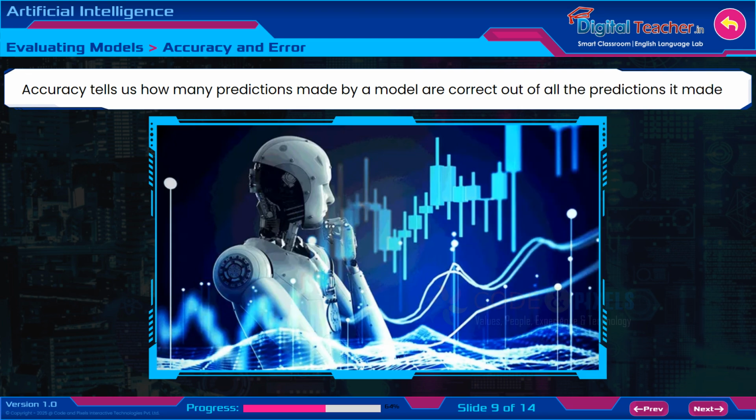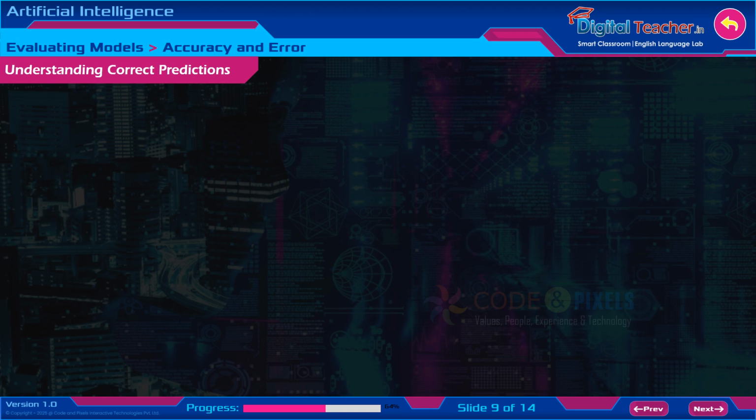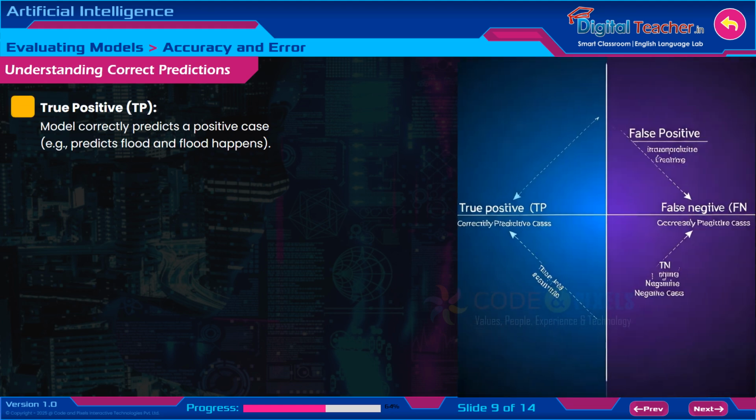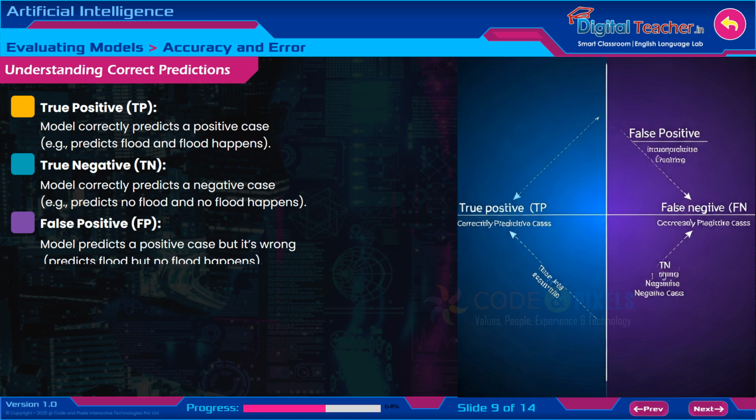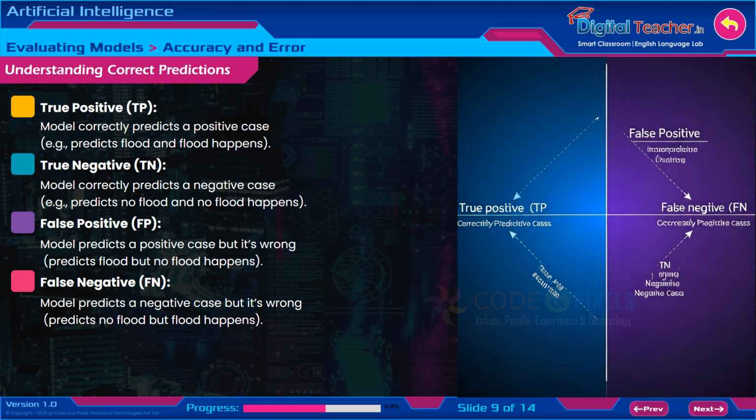Accuracy tells us how many predictions made by a model are correct out of all the predictions it made. Understanding correct predictions. True positive: the model correctly predicts a positive case. True negative: the model correctly predicts a negative case. False positive: the model predicts a positive case but it's wrong. False negative: the model predicts a negative case, but it's wrong.